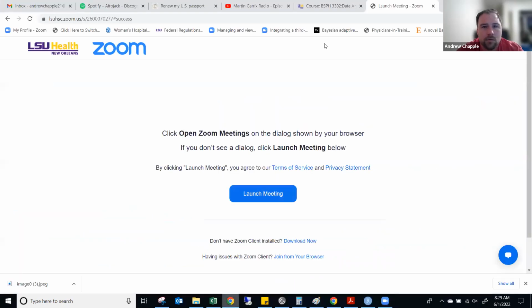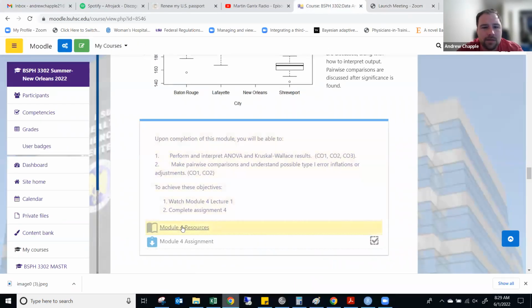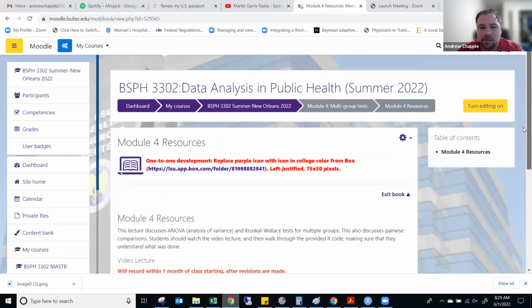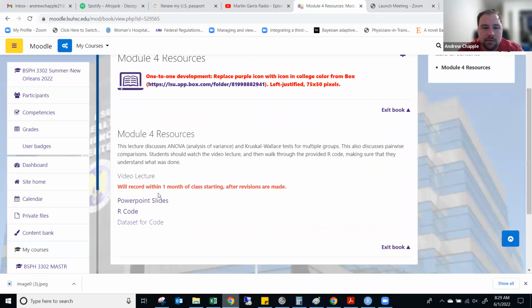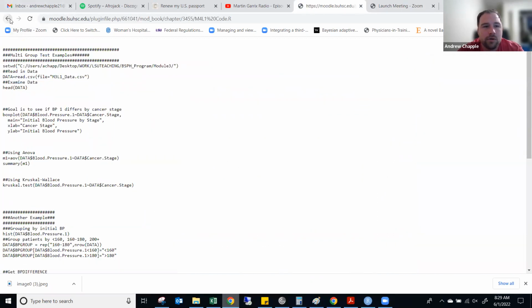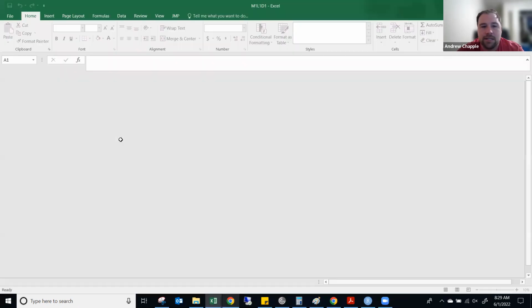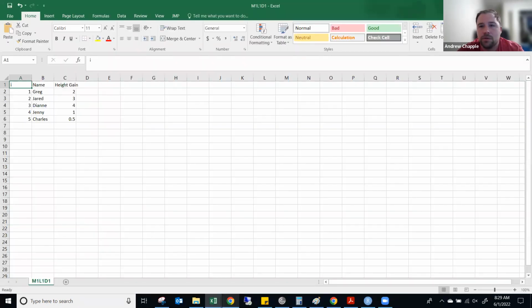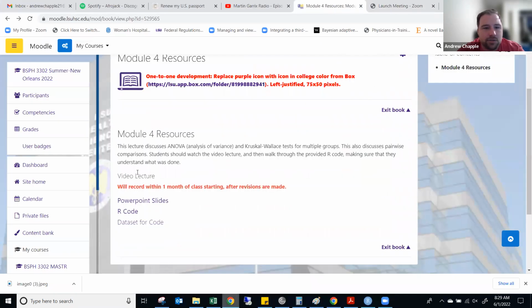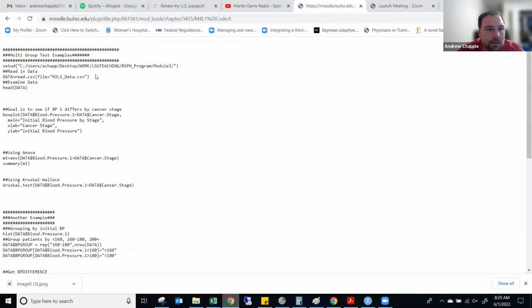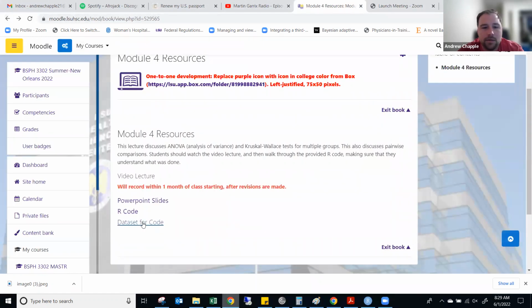So let's go look at our assignments. Here I've got the resources. I'm going to upload this lecture, obviously, when it's done. And let's go to, remember, as usual, here's our R code. And as usual, this is our data set for our R code. That actually should be a different data set. Let's see, M4L1 data. So I'm going to upload the correct one. So it should be an M4L1 data set. And I'll kind of walk through that.